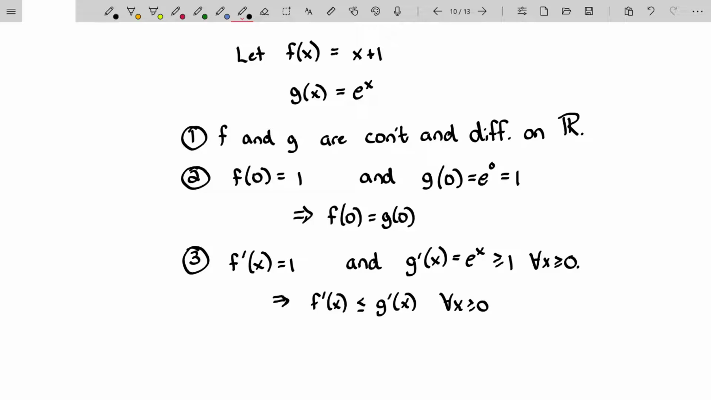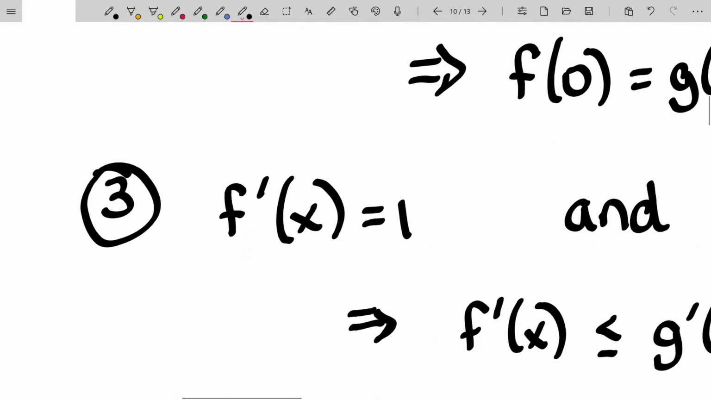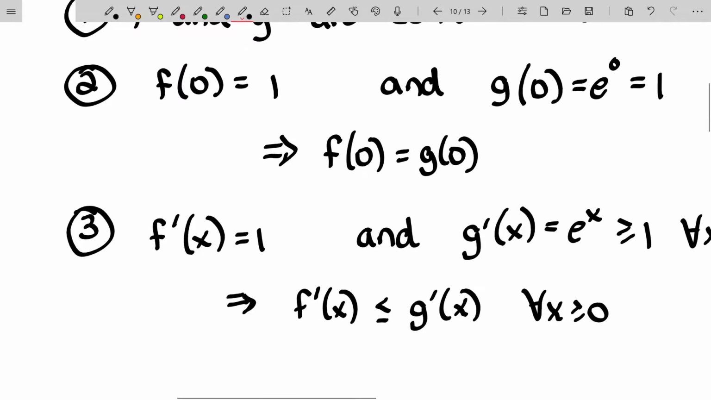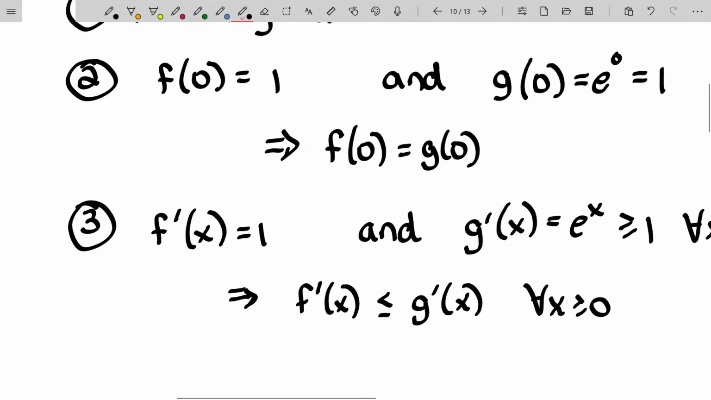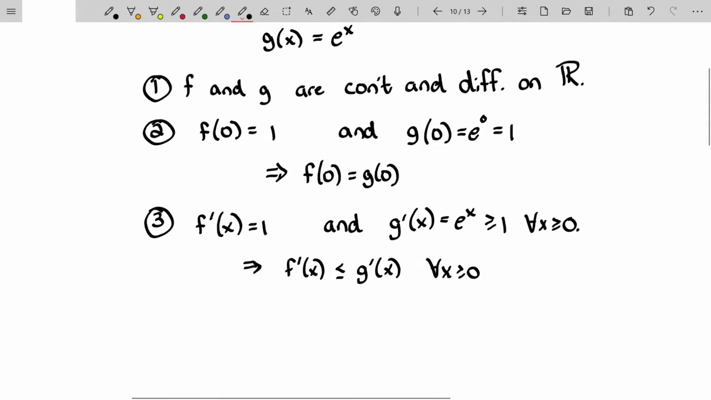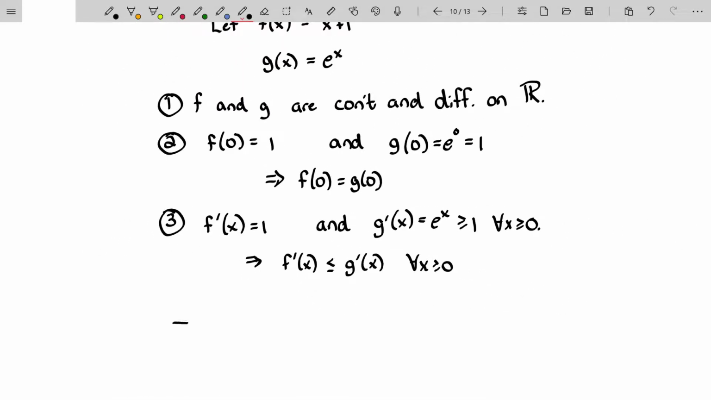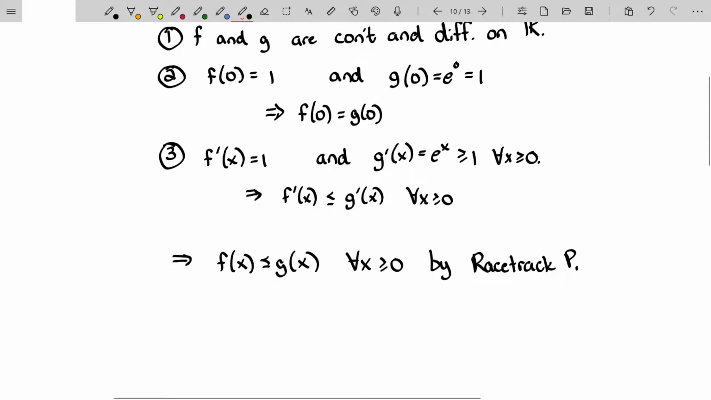And then you have this showcasing that one function's slower than the other. So f prime is 1, g prime is e to the x, which is greater than or equal to that 1. So g prime is greater than or equal to f prime. This immediately means that by the racetrack principle, f of x is less than or equal to g of x for all x greater than or equal to 0, by, again, the racetrack principle.